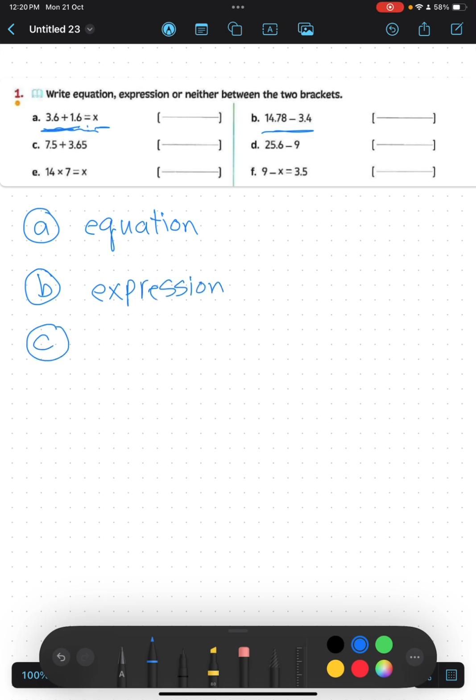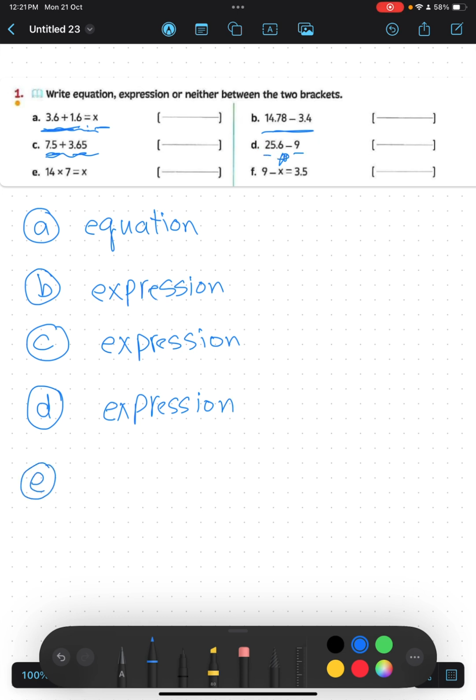letter C 7.5 plus 3.65. هنا we have ده ايه؟ expression. we have numbers separated by ال plus. يبقى we have expression. letter D 25.6 minus 9, numbers separated by ال minus. يبقى we have expression.